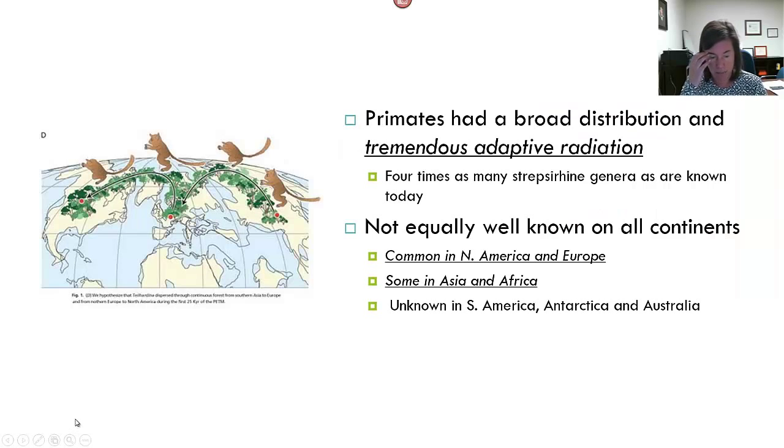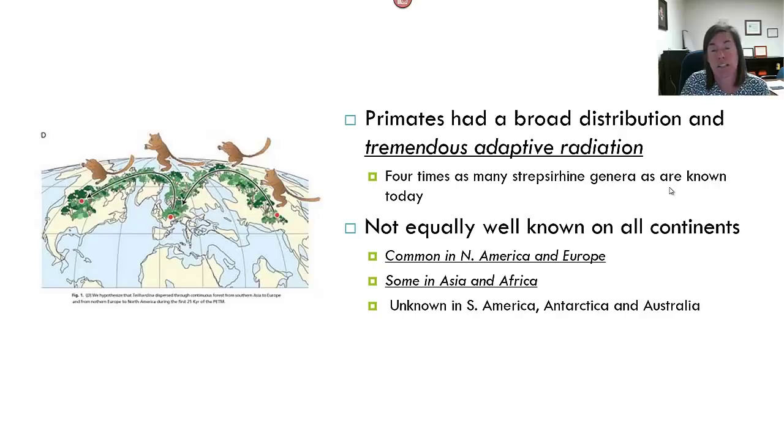So these primates had a very, very different distribution than the previous epoch. They had a tremendous adaptive radiation. There are 4 times as many strepsirhine genera during the Eocene as there are known today. And there are quite a number of lemurs and Madagascaran primates.